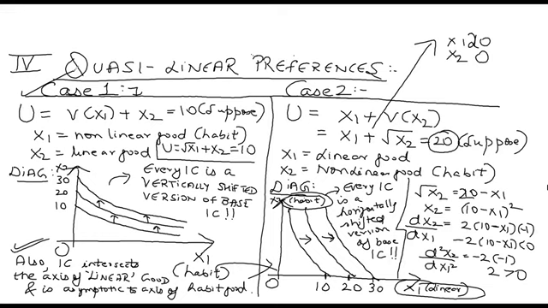Could you explain it through a real life example? Why is it asymptotic to the non-linear good, and why does it intersect the linear good axis? See, you can understand it logically also.